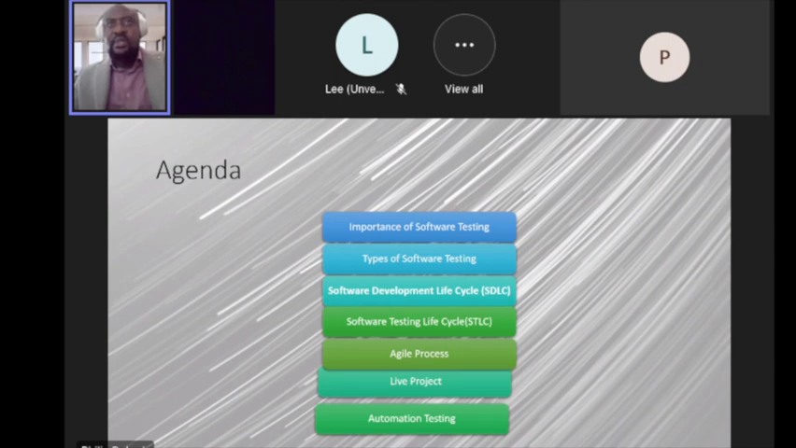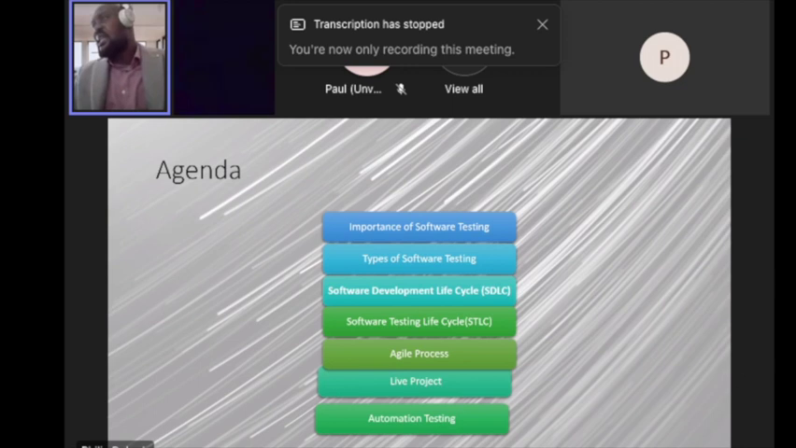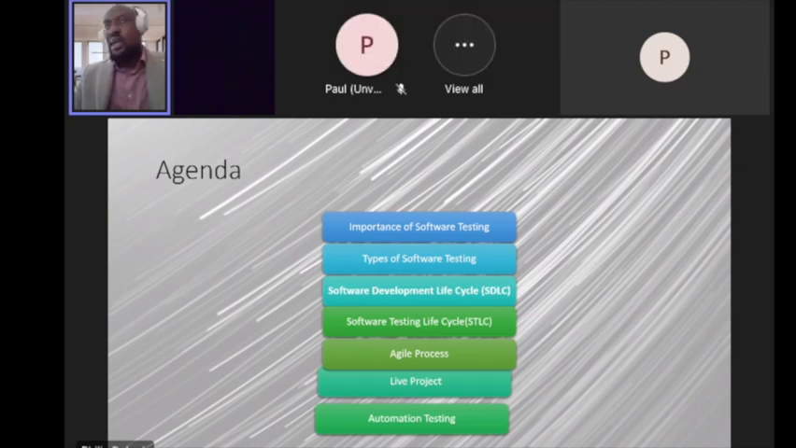Let me start recording here. Also we have Joseph, one of our directors, who will be taking us through the automation testing. Joseph is the one who handles training, so I'll hand over to Joseph at a point to take us through the automation testing. This is the plan, and hopefully after that we're going to take questions from you. If you have any question, we will take it.